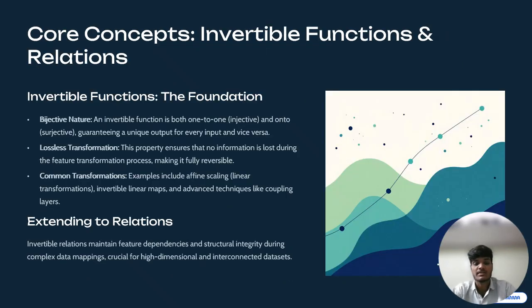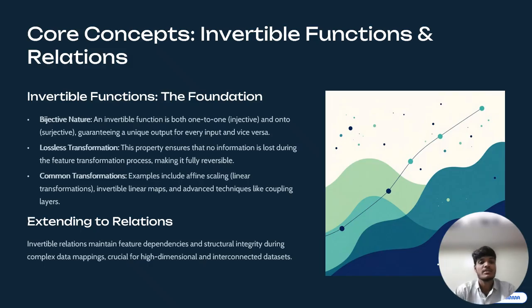Now, core concepts. What are the core concepts in invertible functions and relations? First, invertible functions. When we come to the foundation of invertible functions, bijective nature. Here, bijective means it satisfies both the one-to-one and the onto properties. That is called bijective nature. An invertible function is both a one-to-one and onto function, guaranteeing a unique output for every input and vice versa.